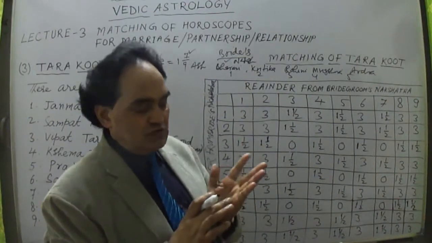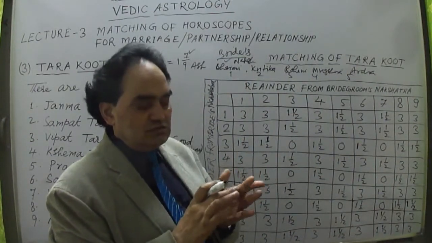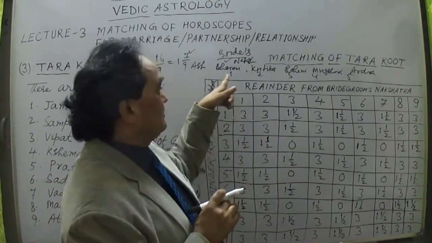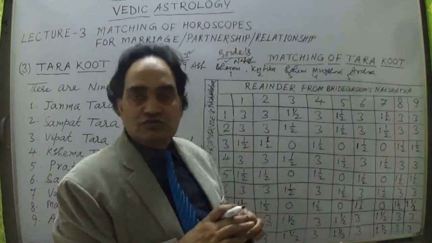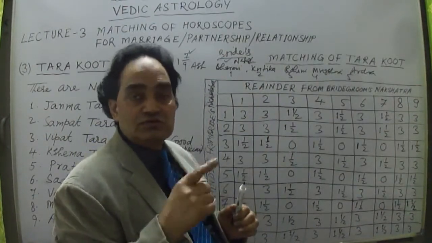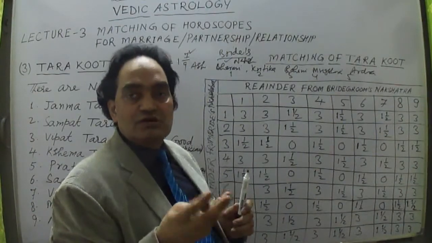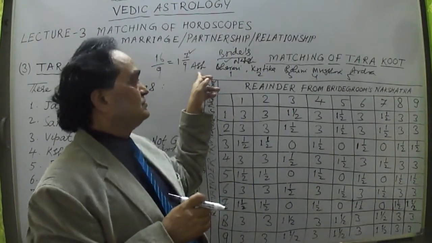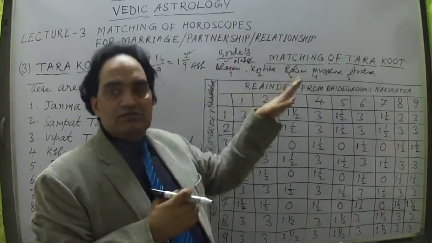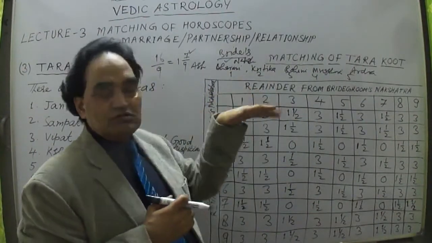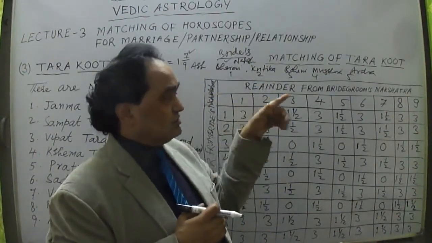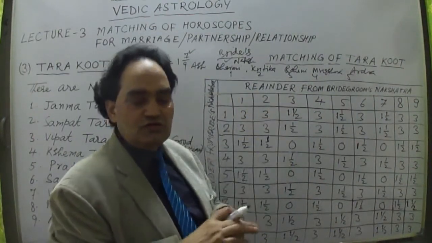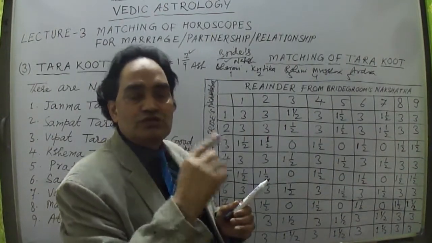Now let me count from Anuradha to Jyeshtha, right? 17th is the Anuradha nakshatra, and then up to the 27th nakshatra, that is Revati, we have to count from Anuradha. Anuradha is also counted.